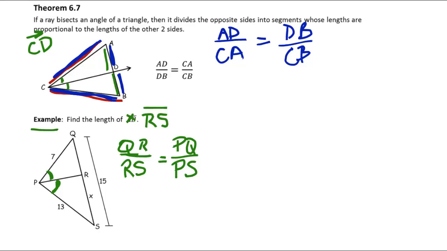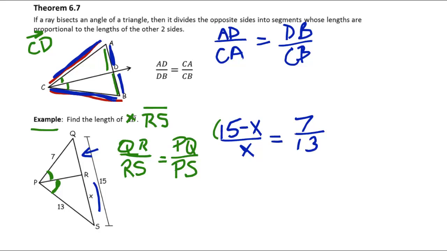So QR, we don't know, do we? So that's going to be one of those problems, just like that first example we looked at, where we have to figure out how to represent QR. Well, we know the whole side, QS, is 15. And if I subtract X, I'm going to get this piece that's left, QR. And so that's how we're going to represent QR: 15 minus X over RS, which is X, is in the same ratio as 7, that's QP, over PS, which is 13. Again, remember to put this top one in parentheses. We have to distribute that.